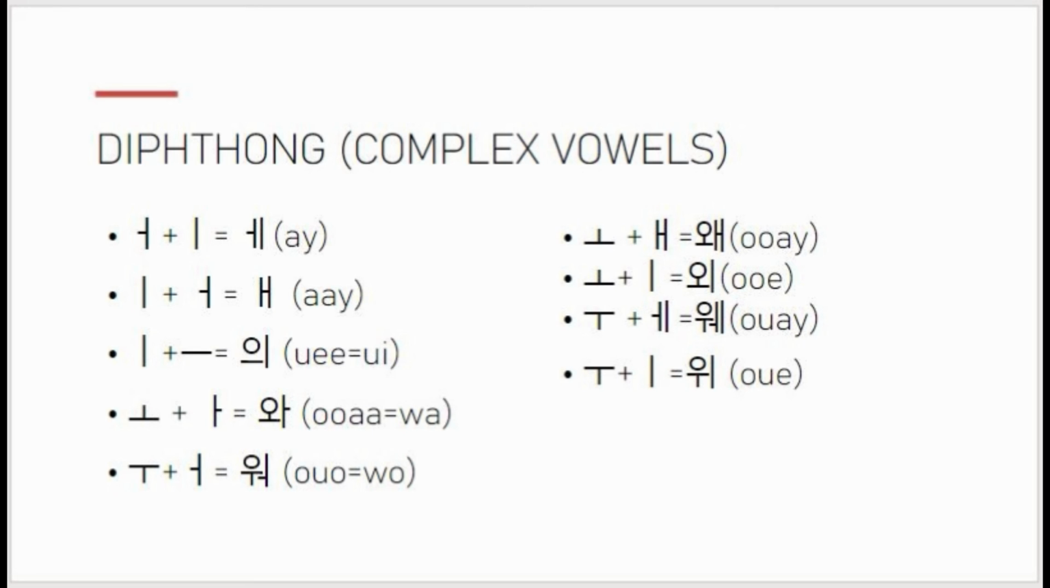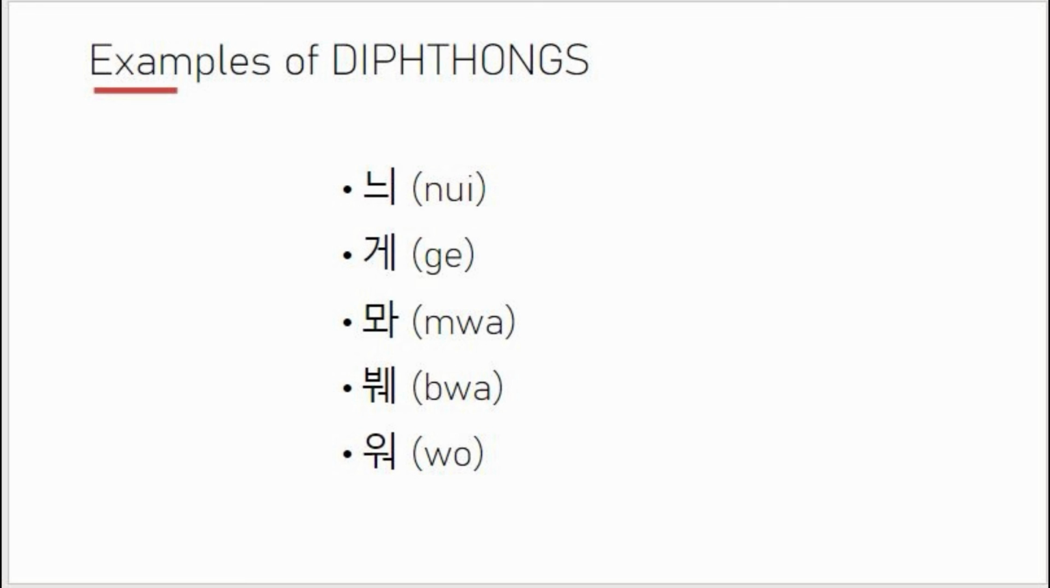It is wo. The sixth one is from u and a, wae. The seventh is from u and i, wi. The eighth is from o and i, oe, and the ninth and final is from e and i, e. These are nine diphthongs or complex vowels.